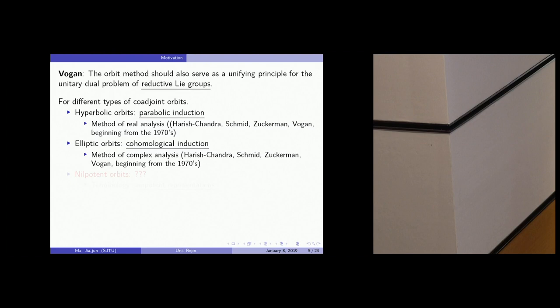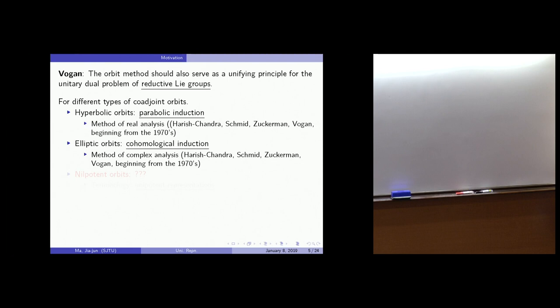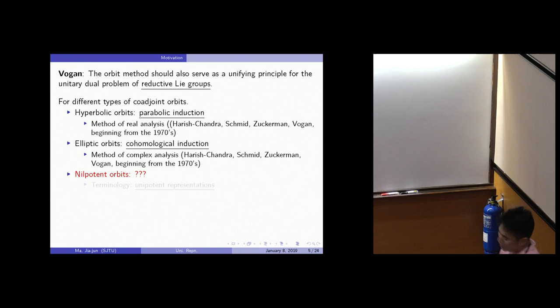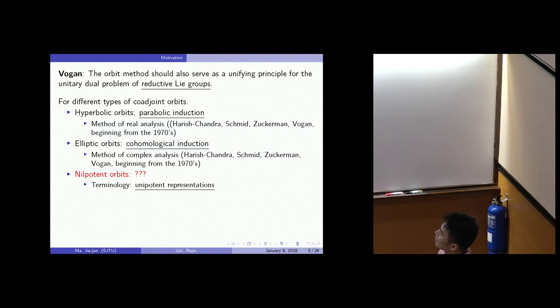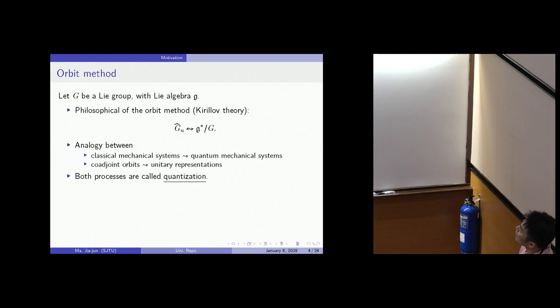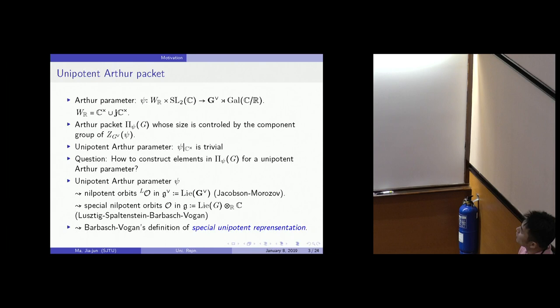Okay, anyway, so I think these two constructions are well known, but if you give a unipotent orbit, what kind of representation or construction can you have? So the philosophy is that the nilpotent orbit should correspond to unipotent representation. So we are going back to this kind of situation: given a nilpotent orbit, how do we construct representations?